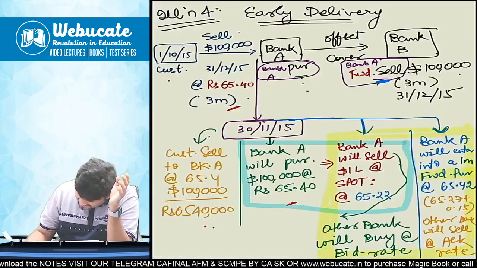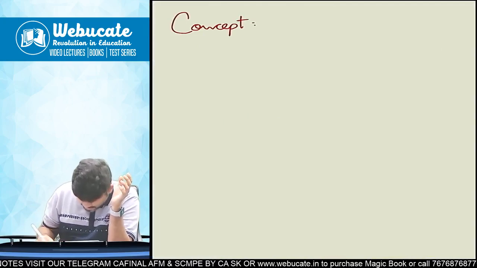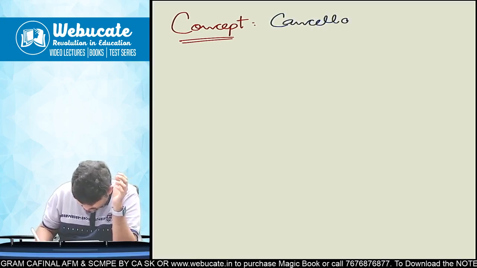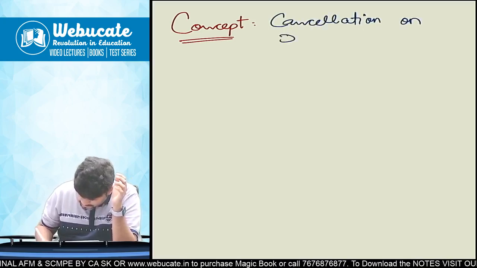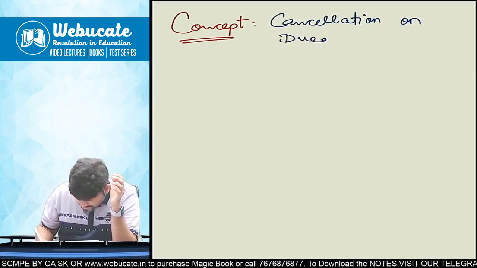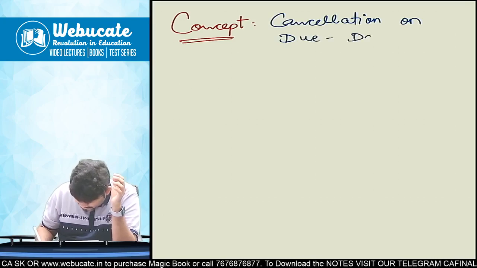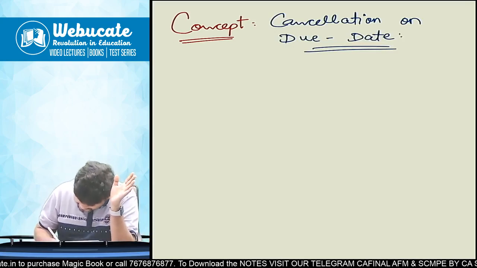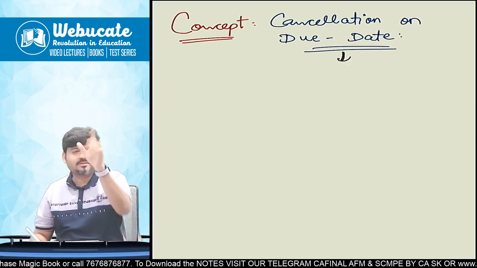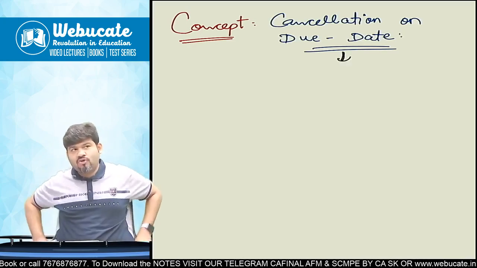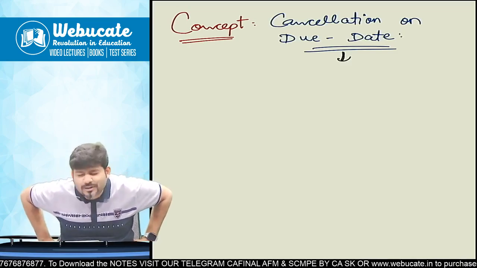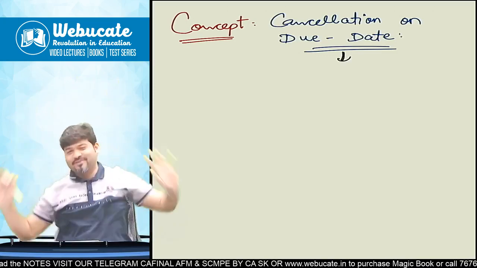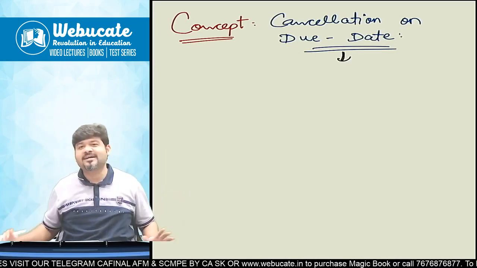Now, we start with the cancellations. So, the concept is cancellation on due date. Now, suppose the customer comes and tells you, you are the bank, I am the customer. On the due date, I come to you and say that I don't want your forward purchase, I don't want the forward sale, I don't want to enter into any transaction with you. I am canceling the transaction.